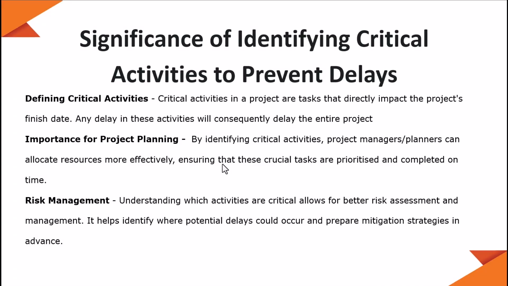So what is the significance of identifying the critical activities to prevent delays? Firstly, you need to define what a critical path is. A critical path is the longest path in your program, or the shortest duration in which you can complete your project. Any delay of any activity on a critical path will delay your project end date. It's as simple as that.